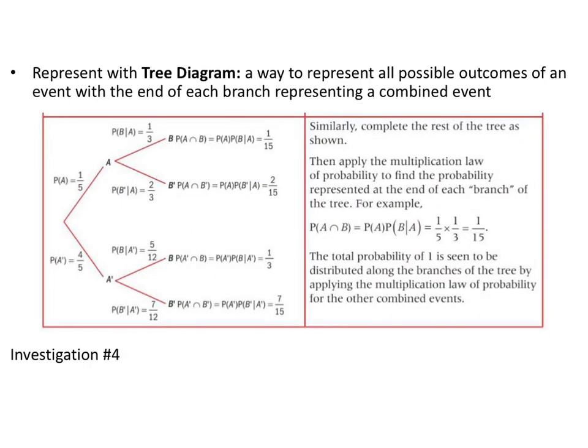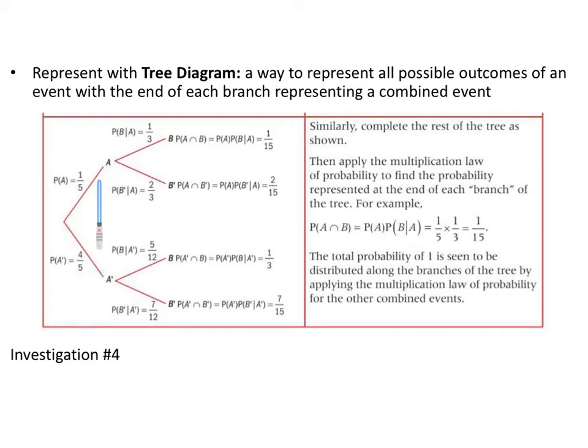So this is a tree diagram. It's a way to represent all the possible outcomes in an event, with each branch representing combined events. So for example, if you have an event A here, the probability that A happens would be 1/5. The probability that it doesn't happen would be 4/5.